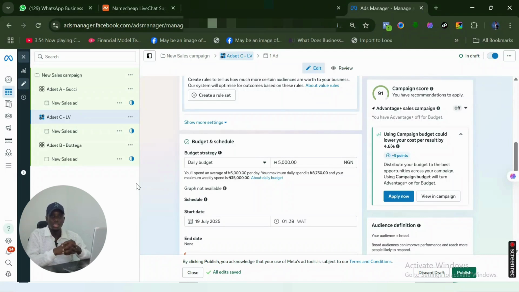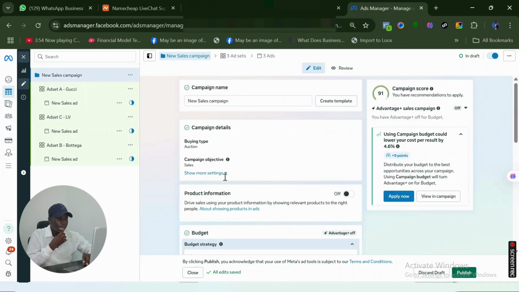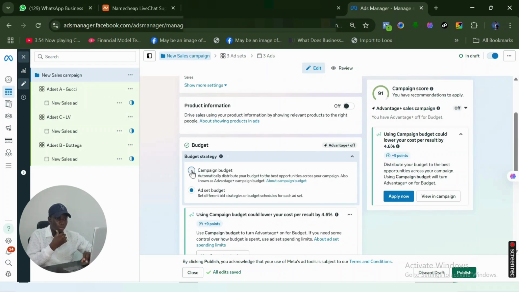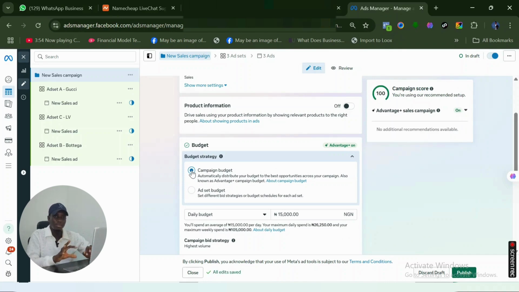Now, the mistake I see a lot of people make is that whenever they want to test an audience, they come over to the budget section and they leave it at what? Campaign budget optimization. Take note, I said leave it at. There's a reason why I said leave it. Because when you create a new campaign, by default it is at campaign budget optimization. This is how Meta leaves it. And a lot of people do not realize that it is strategic. The goal for Meta is to make you money.